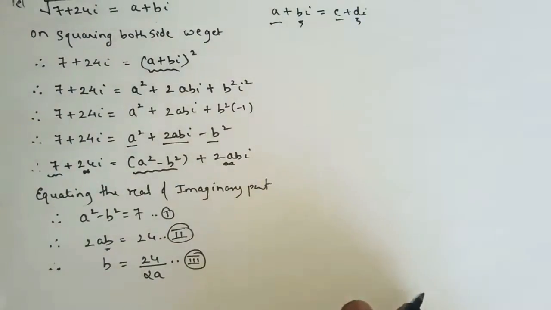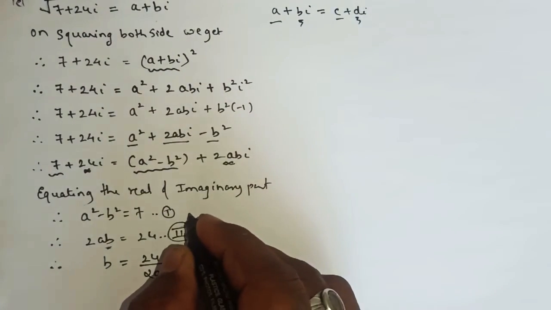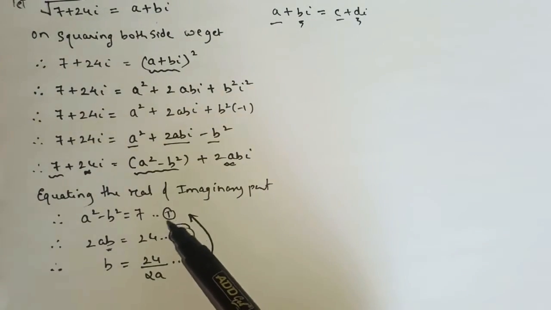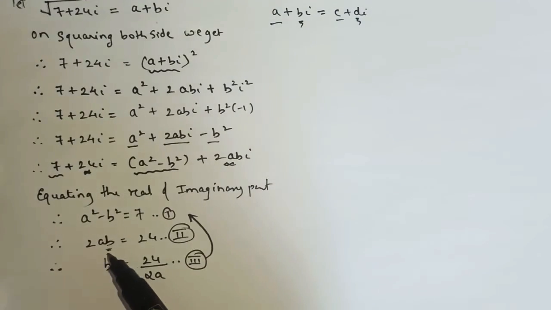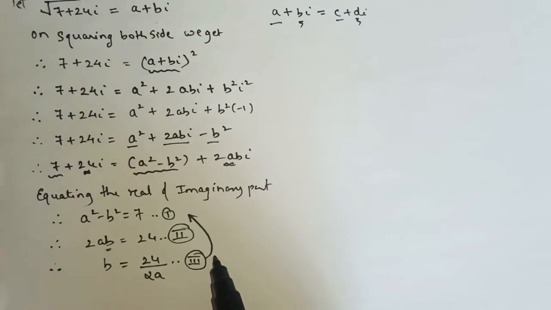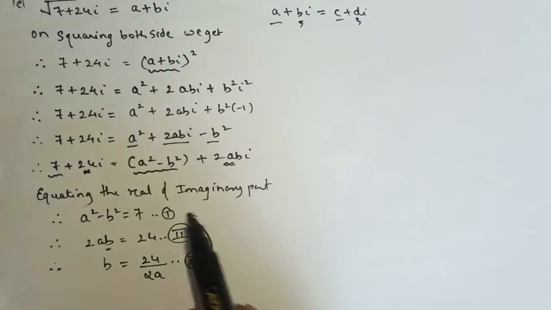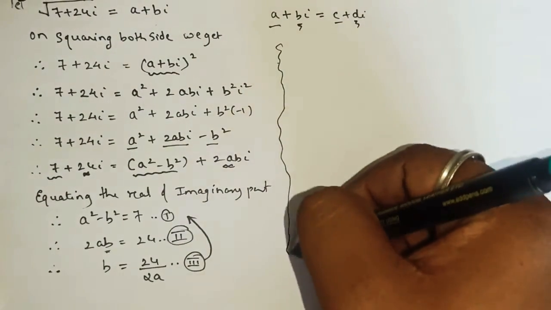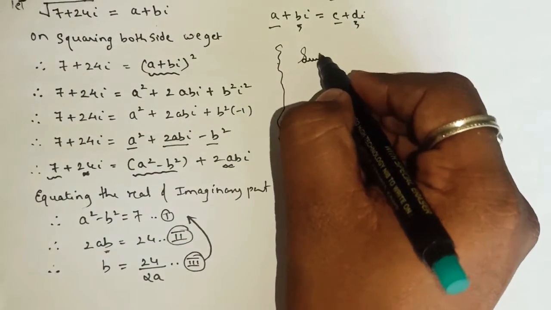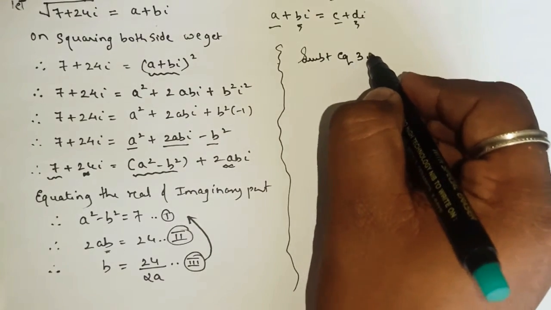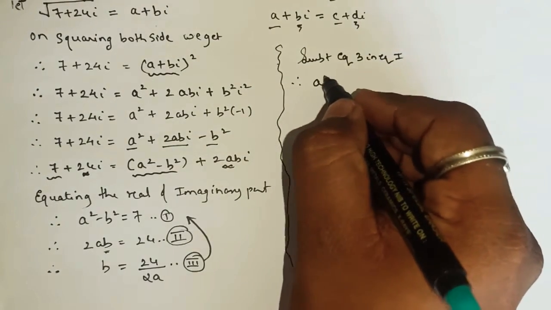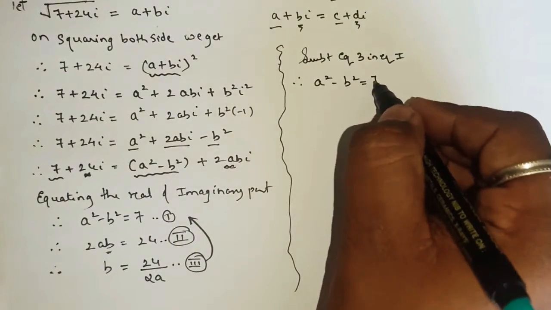After this, simply take this equation number 3 and substitute it in equation number 1. From the second equation just find the value of a or b, and substitute the value of 3 in equation number 1. So here, we'll write substituting equation number 3 in equation number 1. Yes or no? So what is equation number 1? It is a square minus b square equals 7.